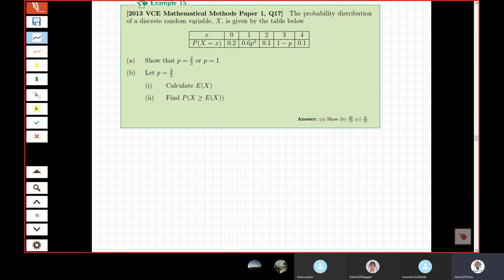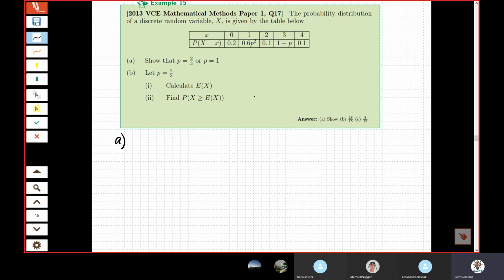The probability distribution of a discrete random variable is given by this. Show that P is equal to this or this. What are you going to do? You just straight away go show. What are you guys going to do? What are you going to say? Left-hand side equals right-hand side. But you don't have a left-hand side or right-hand side yet. You're trying to find P, in other words. And again, look at where P is. And then maybe it might come to you, Tiana.